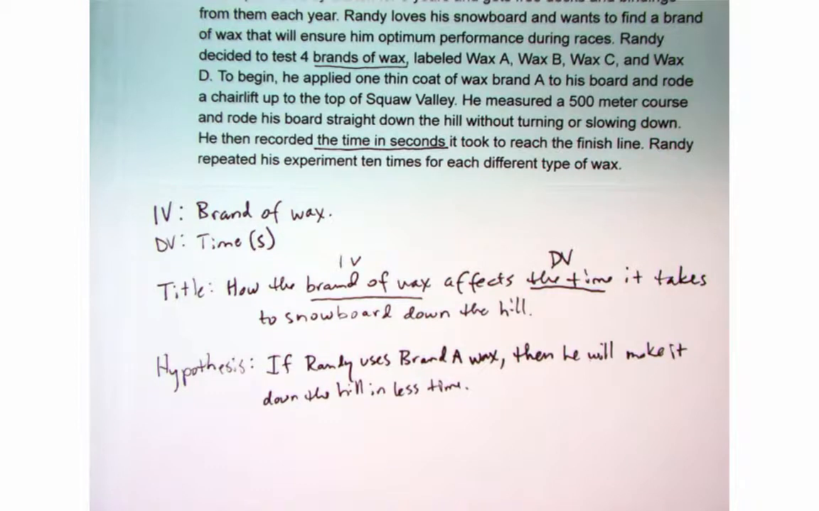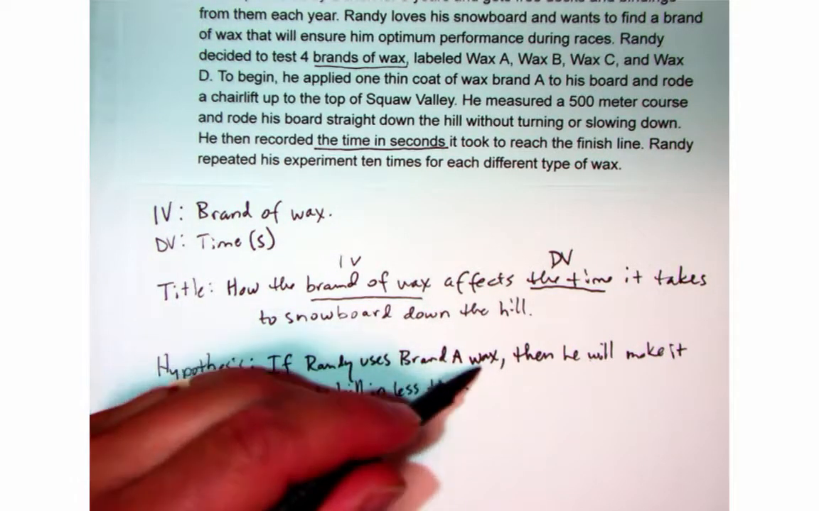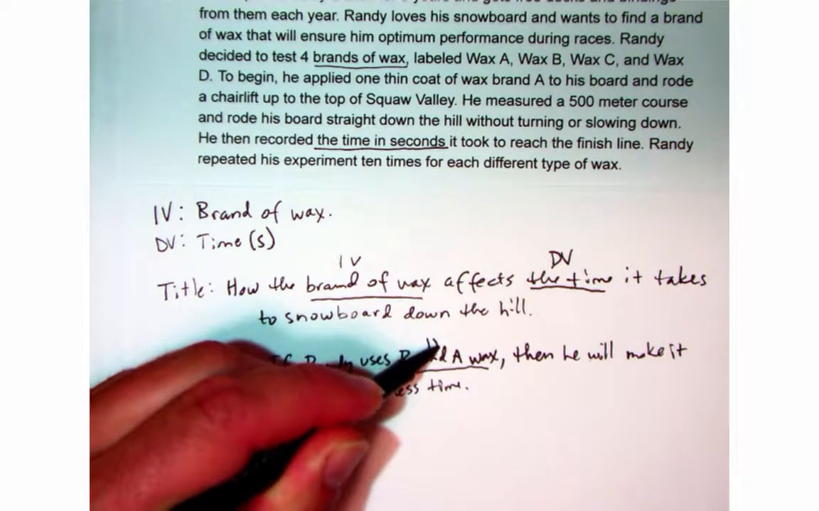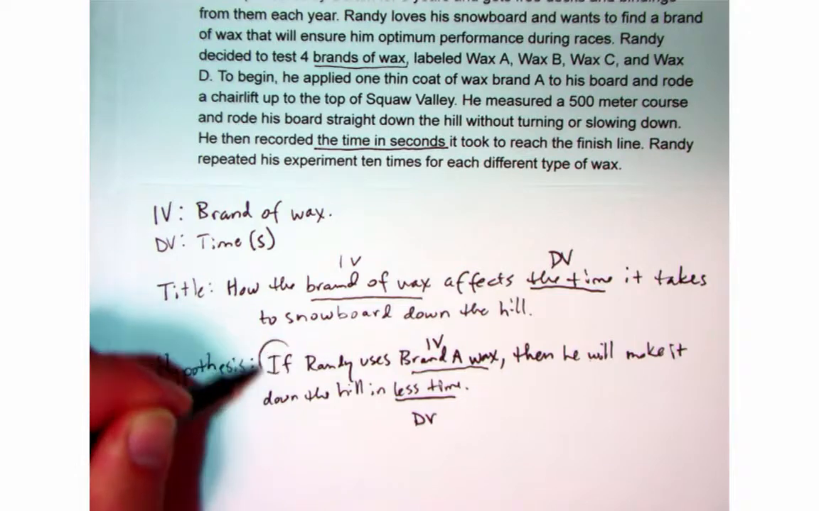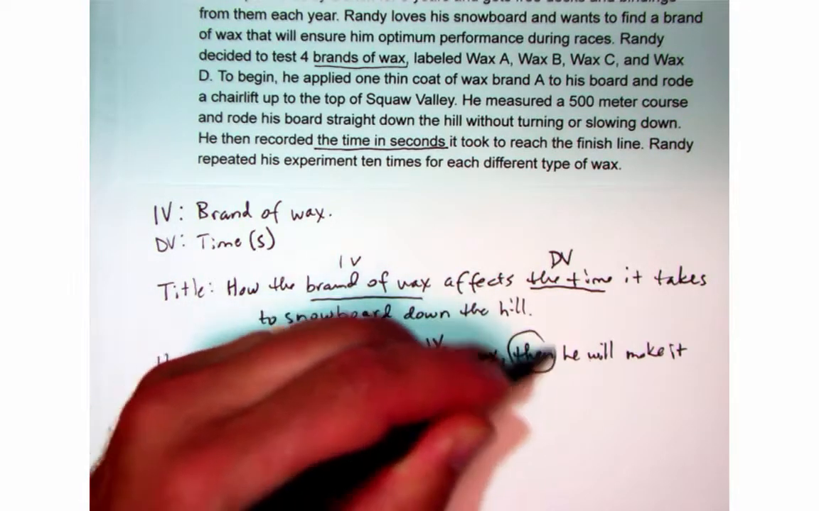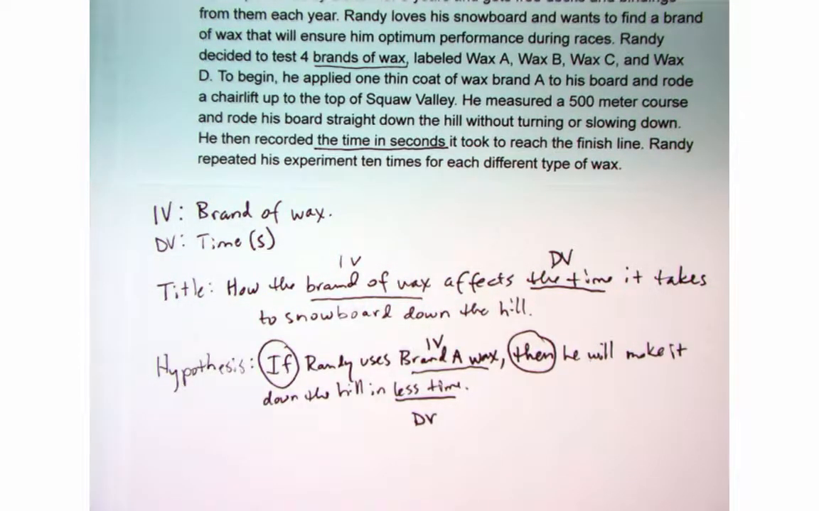All right, again, I'm taking a stand here. I'm saying what I think will happen. I don't know which one is the best, but that's why we do the experiment, to find out. If I'm wrong, it's not a bad thing, but I'm making a prediction. And so, again, brand A wax, this is the independent variable here. Less time, that's my dependent variable. And again, I made it an if-then statement. All right, moving right along.